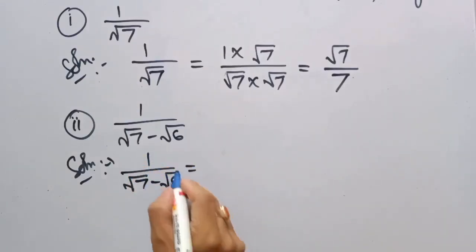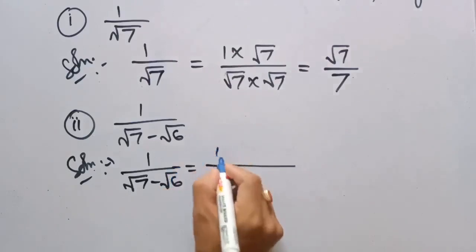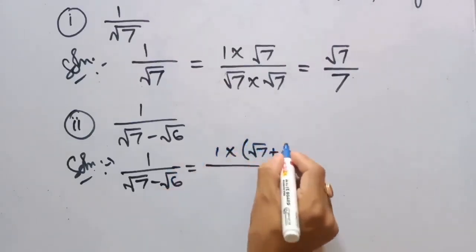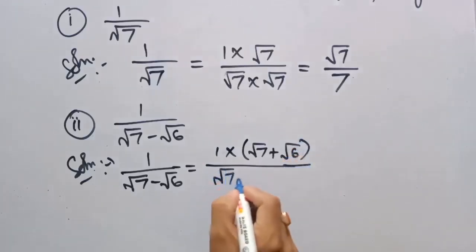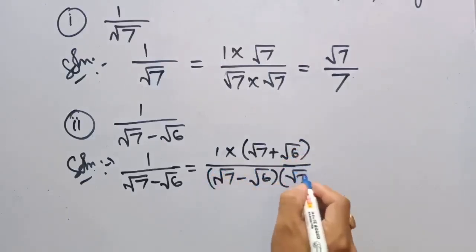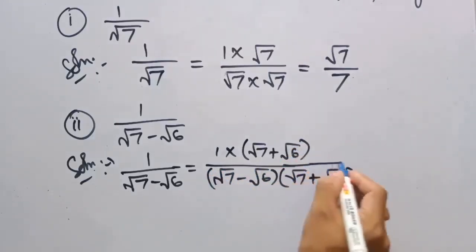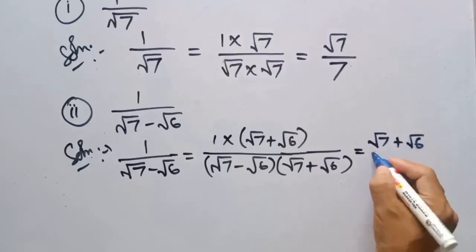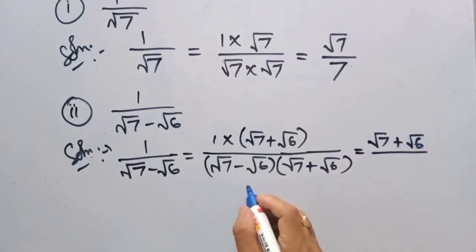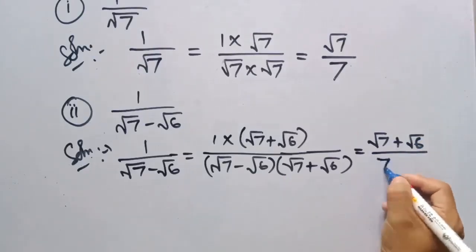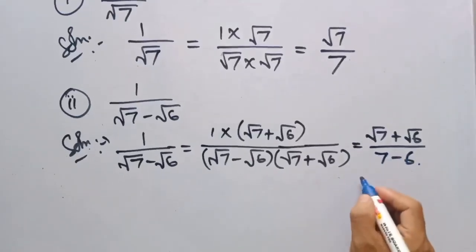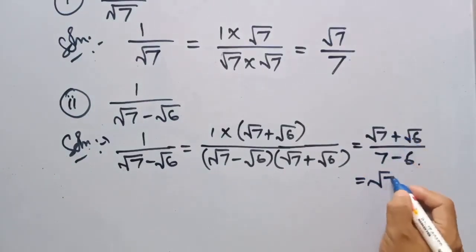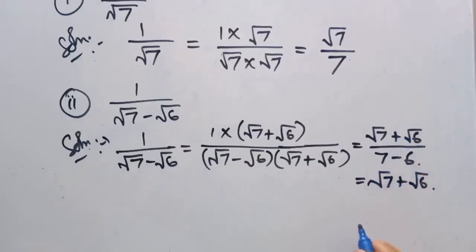So therefore 1 by root 7 minus root 6 equal to 1 into root 7 plus root 6 over (root 7 minus root 6) whole into (root 7 plus root 6). This is equal to root 7 plus root 6 by, this will become a square minus b square, that is 7 minus 6, using one of the identities. The denominator will become 1. 7 minus 6 is 1. So our required answer will be root 7 plus root 6.